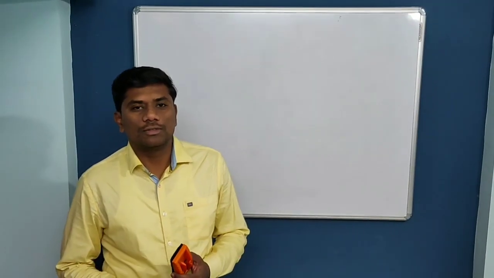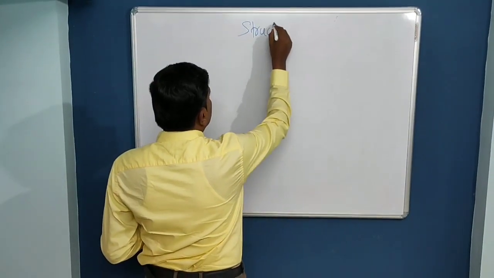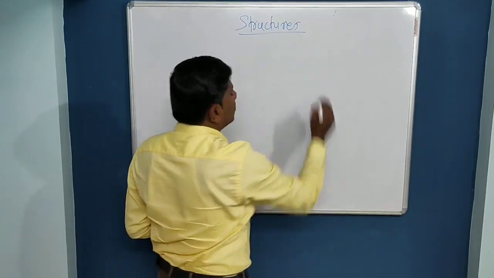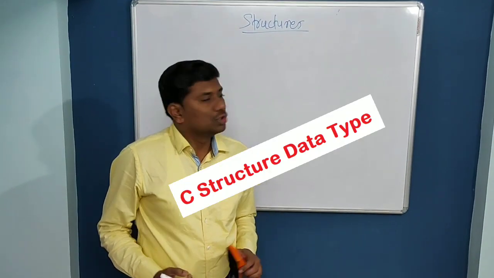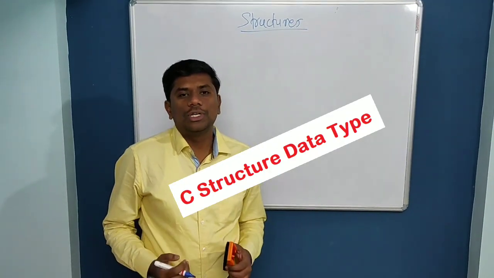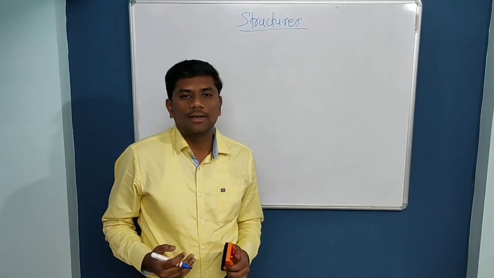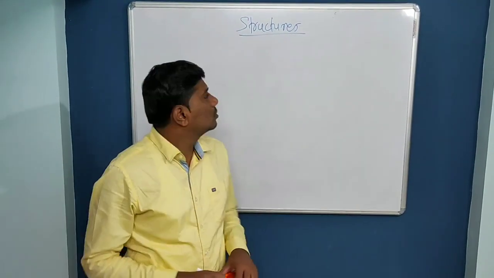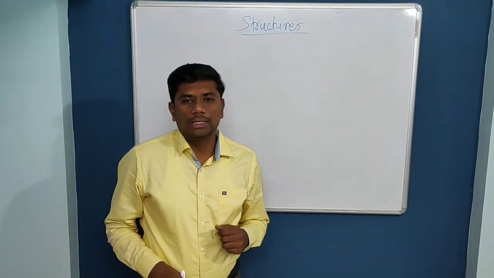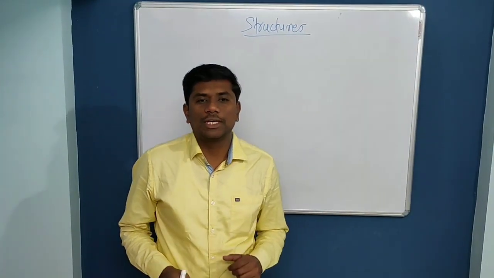Today we are going to discuss a very important topic of C programming, that is structures. So you know that there is a concept of user defined data type in C language. Structure is one of the user defined data types. There are others as well: enum is there, union is there, typedef is there. So these are the four user defined data types in C language. Structure is one of them, and we are going to discuss structure in this session.